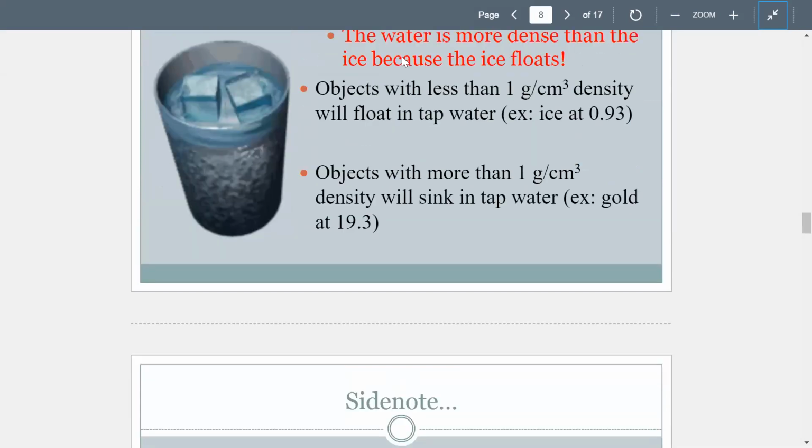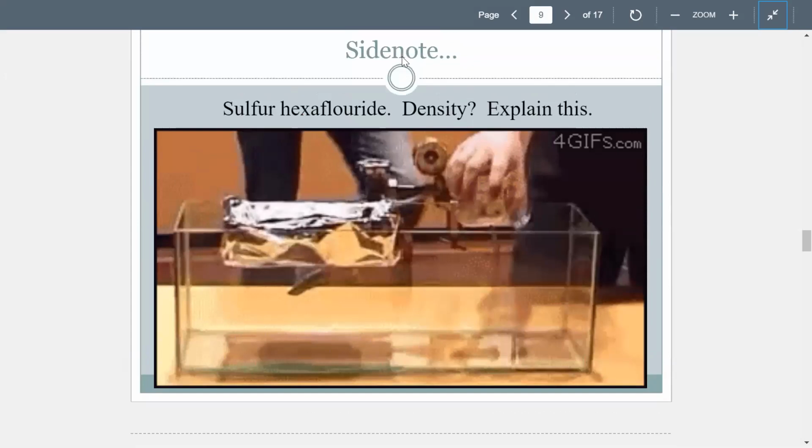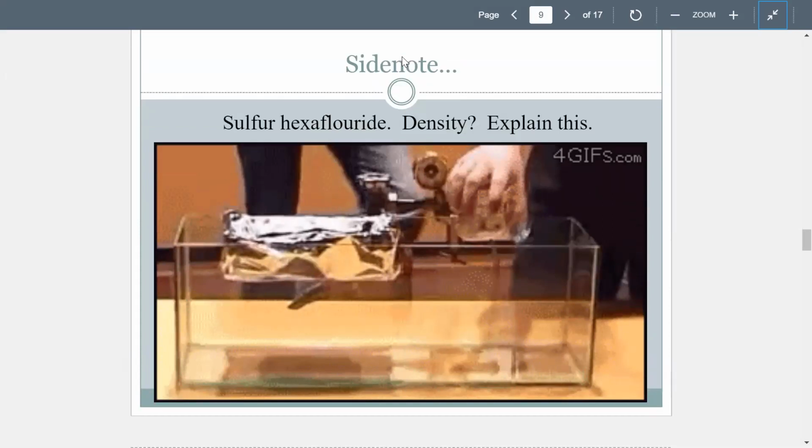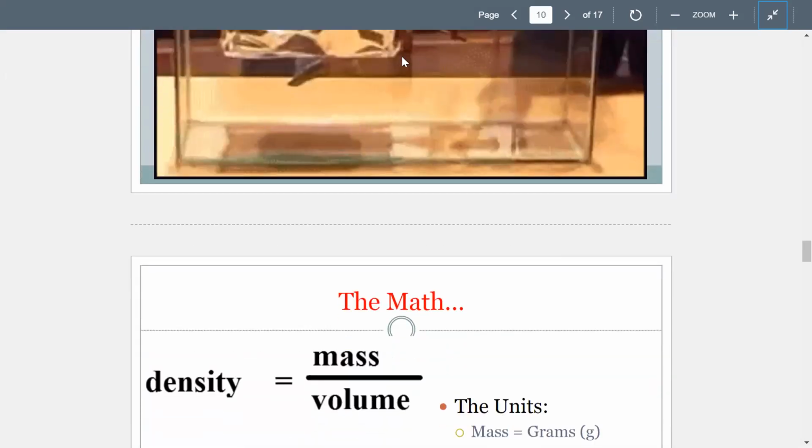So objects with more than 1 gram per centimeter cubed, or gram per milliliter, will sink in water. Again, I gave you the example of panning for gold there. Did I show you the sulfur hexafluoride video? No? All right, if we have time, we'll watch that today. This is called deep voice gas or heavy gas.